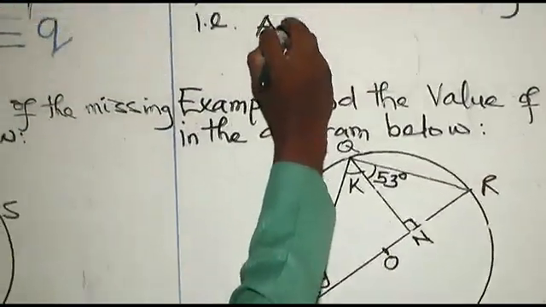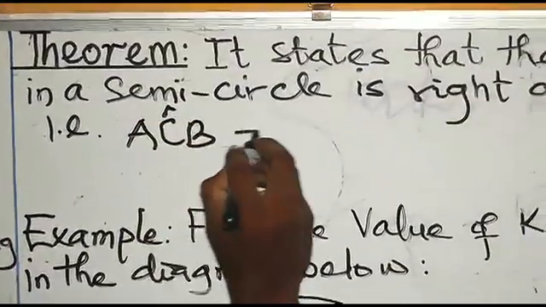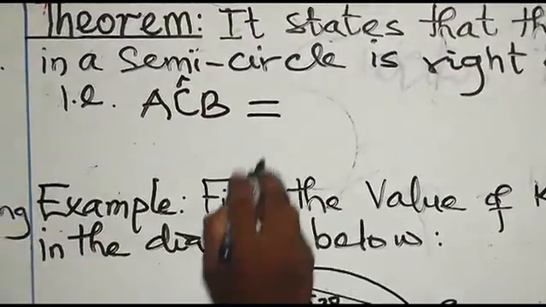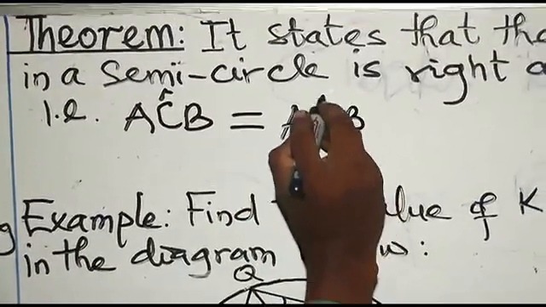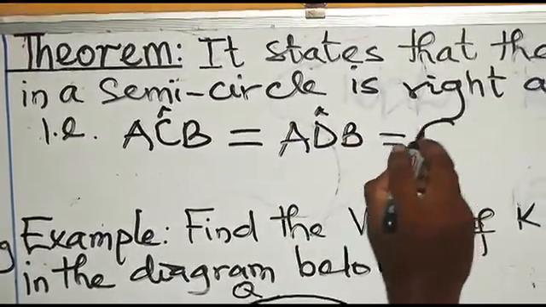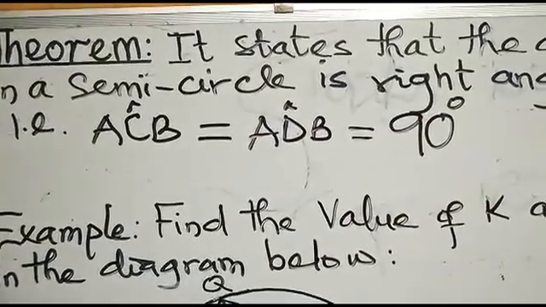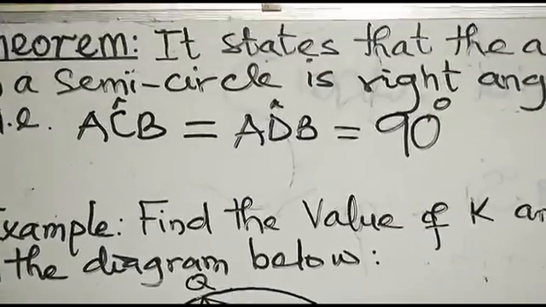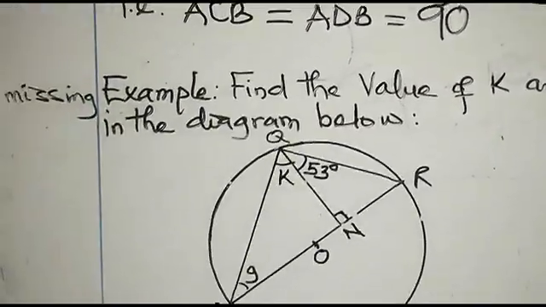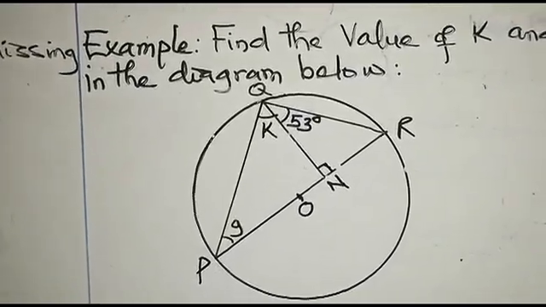So we have angle ACB, which is the same thing as angle ADB, is equal to what? 90 degrees. So let's solve another example to show that theorem.